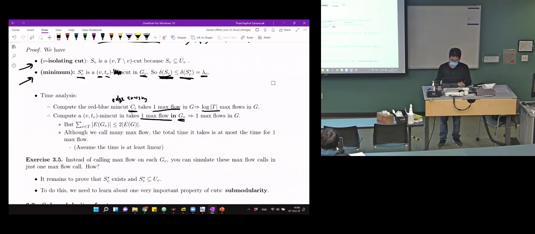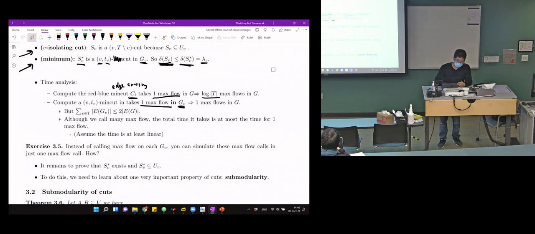By the way, you can actually really simulate calling max flow on every GV simultaneously, just by one max flow call. Actually, you can think about that.